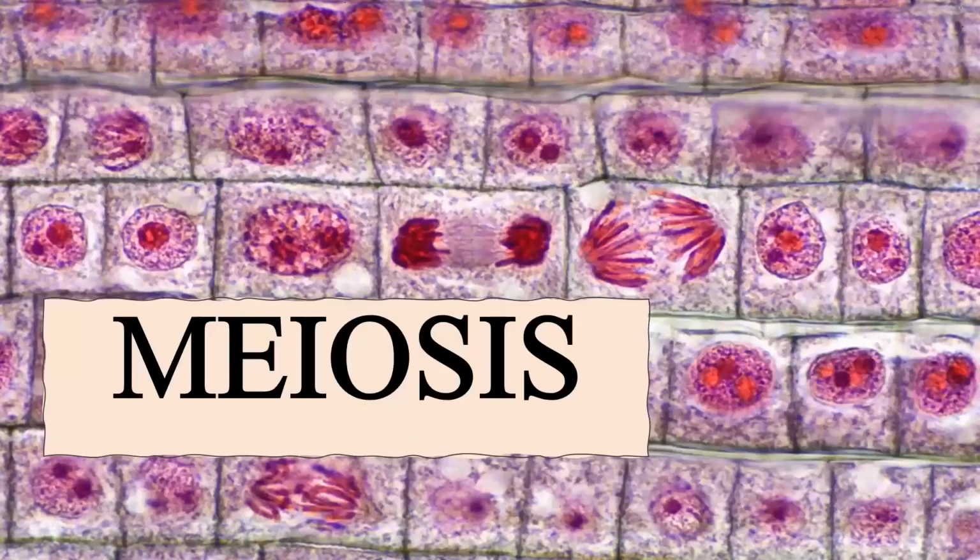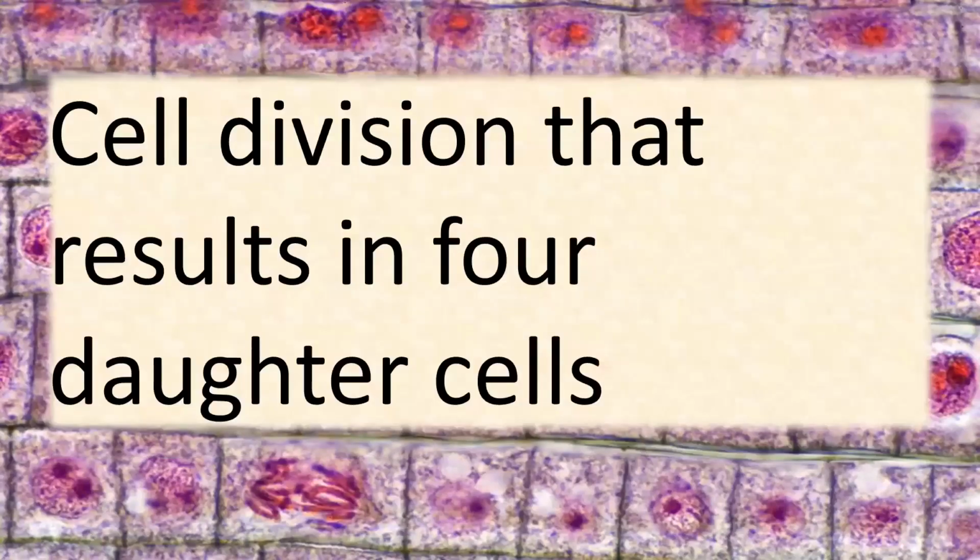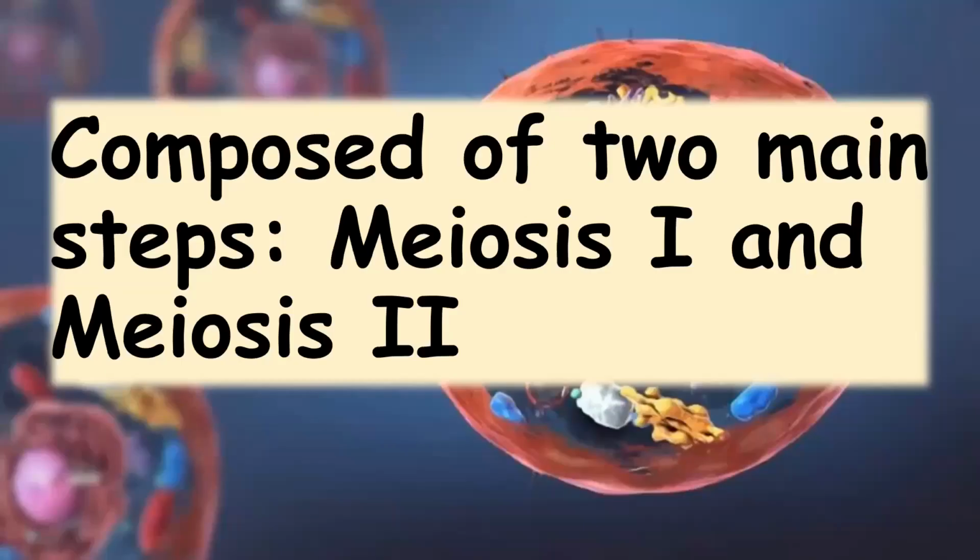Now, let's move on to meiosis. It is a kind of cell division that results in 4 daughter cells. It is composed of 2 main steps, meiosis 1 and meiosis 2. In here, remember that meiosis is a specialized type of cell division that occurs in sexually reproducing animals or organisms, leading to the formation of haploid gametes, the sperm and egg cells.